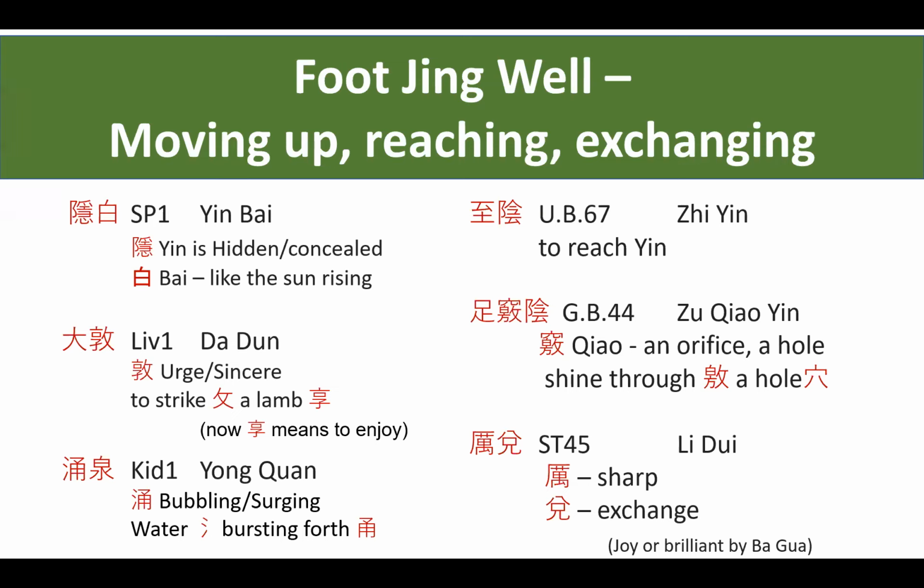You have the fountain at kidney 1. It's not exactly a Jingwell point, but it kind of is a Jingwell point because there's no other choice. Then you have a point that reaches, UB67, to reach the yin, to reach the ground. And then you have gallbladder 44, an orifice. The chow here is a hole that you shine through. You're shining something through a hole, so again, something that reaches through. And then stomach 45, which is again an exchange.